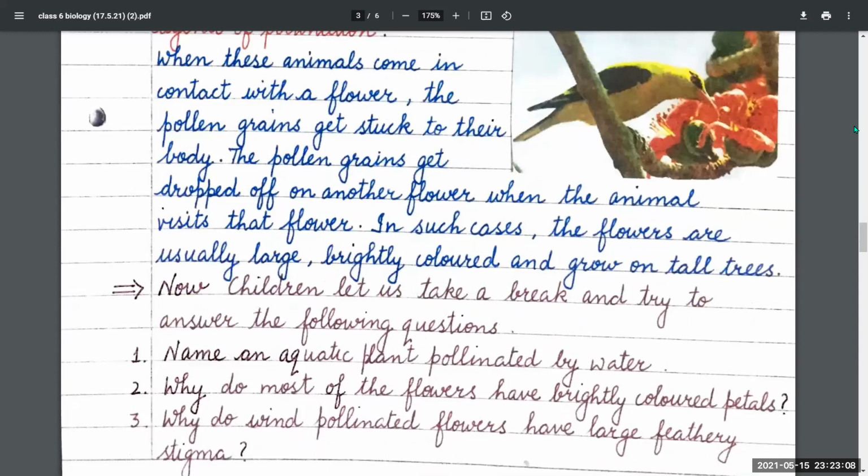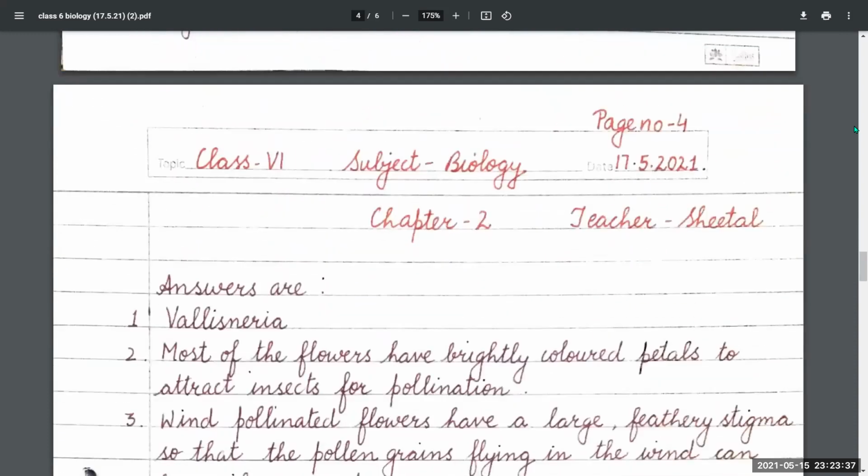Now, children, let us take a break and try to answer the following questions. 1. Name an aquatic plant pollinated by water. 2. Why do most of the flowers have brightly colored petals? 3. Why do wind-pollinated flowers have large feathery stigma?